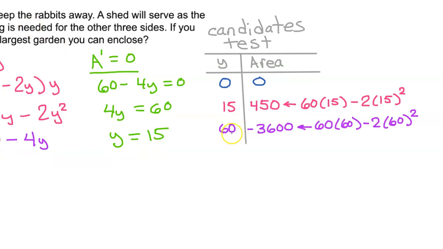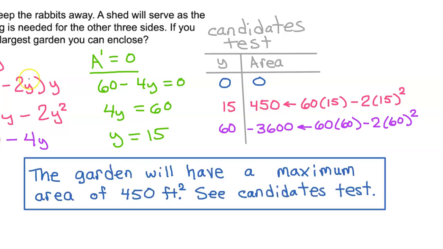When y is 60, you get an area of negative 3,600 square feet. You can't actually have a negative area, so this is not the answer. So the maximum area is 450 square feet. In summary, we say the garden will have a maximum area of 450 square feet. See candidates test.